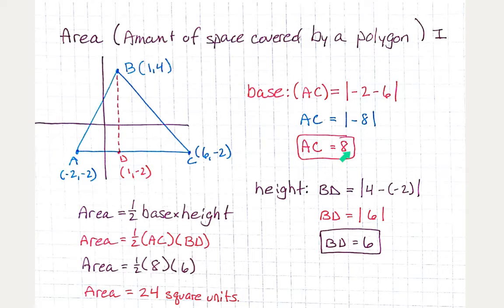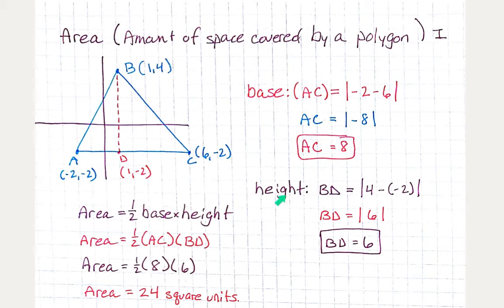and the absolute value of -8 is 8. Notice, by the way, if I had subtracted the other way around, if I'd gone 6 minus -2, I would have got a positive 8. So the thing with the absolute value is, it's so you don't have to worry about which coordinate comes first. You can do either one because the distance is always positive. So the absolute value makes it always positive. Anyway, the base is 8.